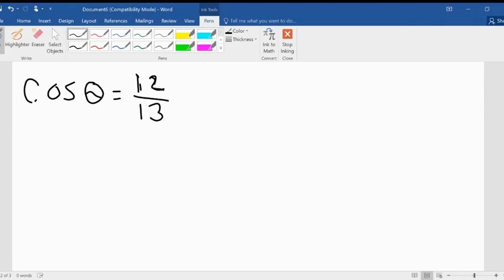What you should do is draw a triangle. Help yourself out. Make sure it's a right triangle. Let's put theta right here. It doesn't matter where theta is. Now since cosine is 12 over 13, that means your adjacent side is 12 and your hypotenuse is 13. So the side next to theta is 12 and the hypotenuse is 13.